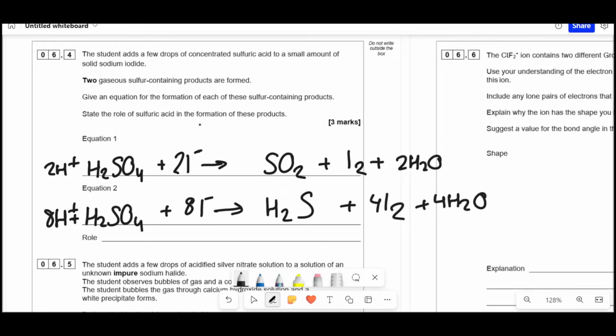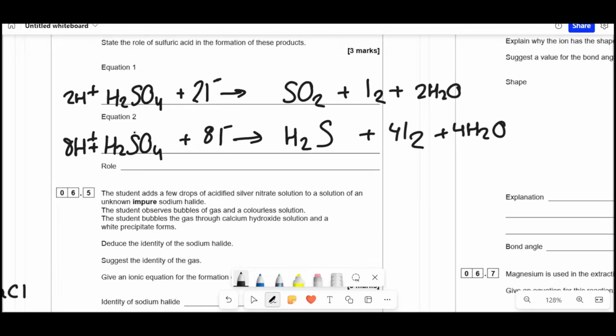Then it says, state the role of sulfuric acid in the formation of these products. Well, sulfuric acid is getting reduced, but it's causing something else, the I minus, to be oxidized. So it is an oxidizing agent.